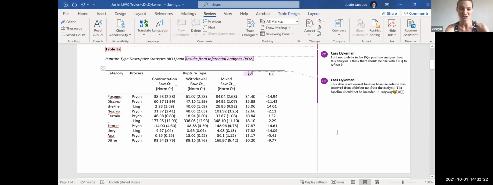He is correct in that we should not remove the counts for the baseline, they're included, but.